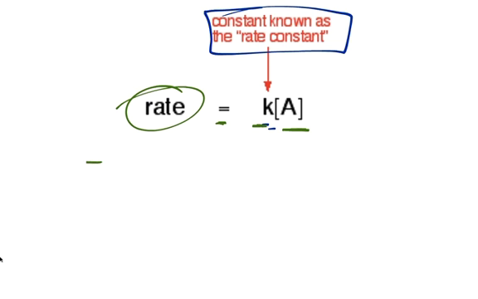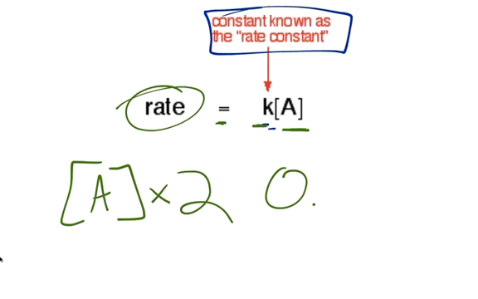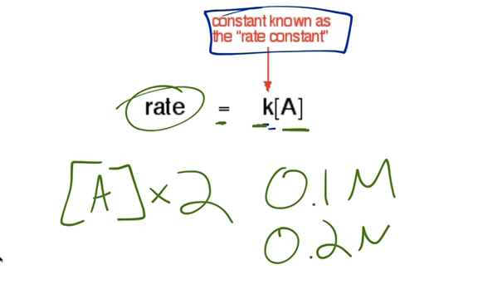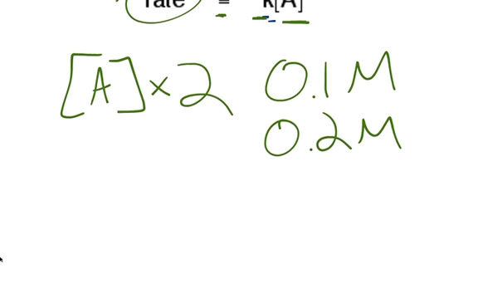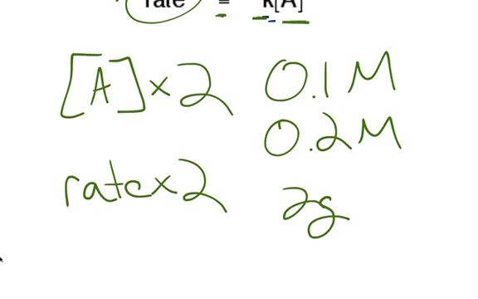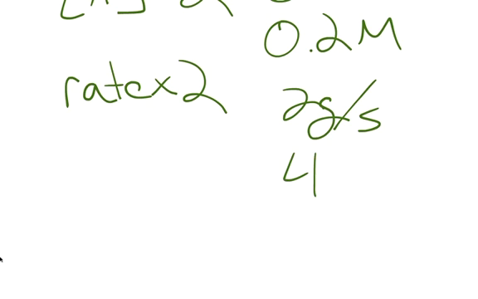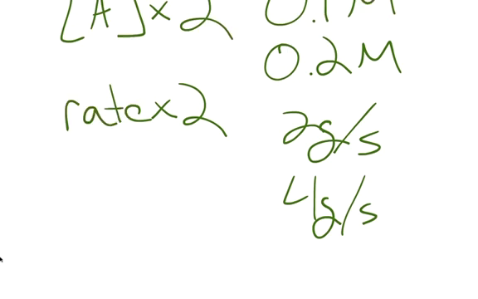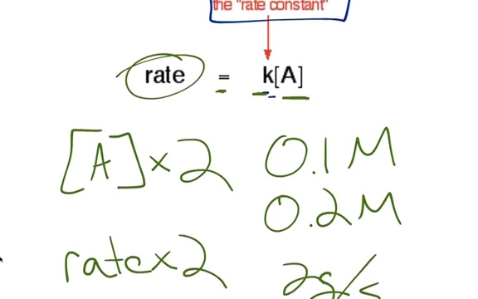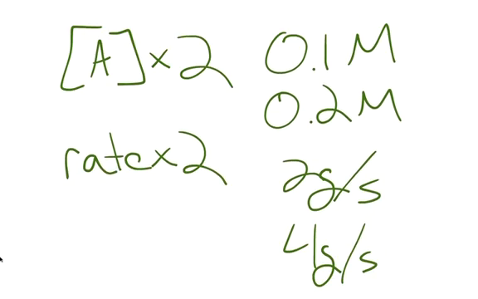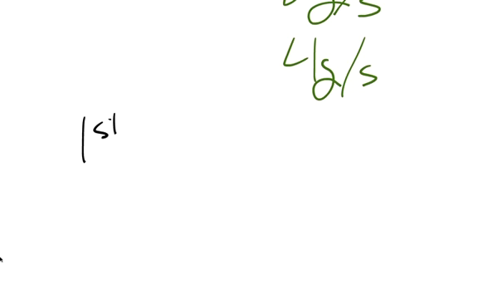What this is telling us is if we take that concentration of A, and we double that concentration, so instead of having 0.1 molar, we put in 0.2 molar, then the rate has to double. So instead of making, say, 2 grams of product per second, now we're going to make 4 grams of product per second. So if the concentration doubles, the rate doubles. That is what this equation is saying. This is what we would call a first order reaction.